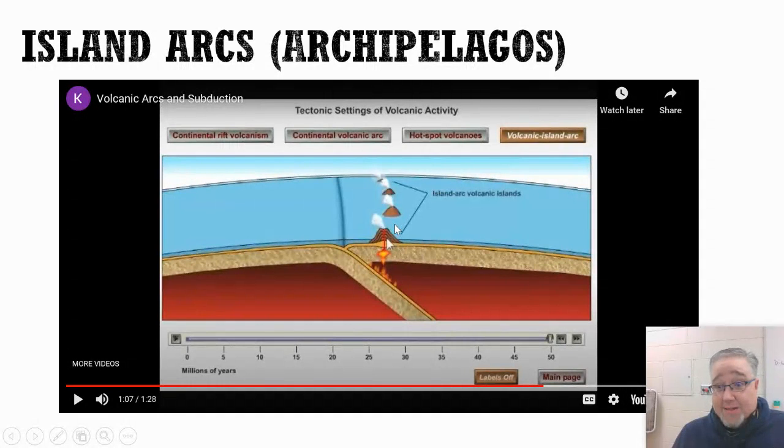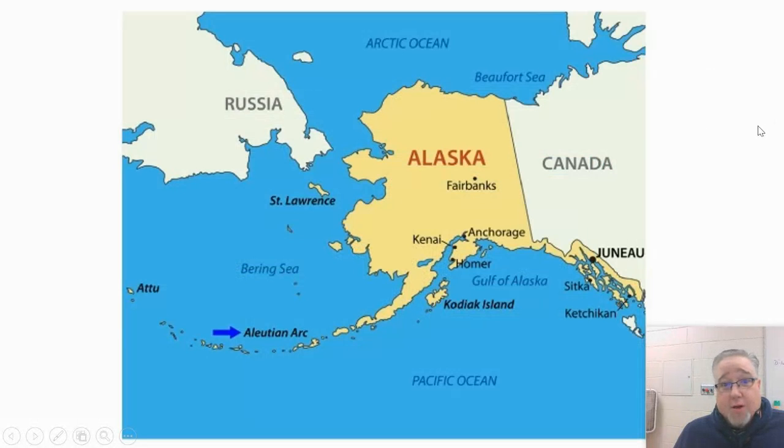And once it rises, it's going to break through the surface and it's eventually going to cool and form rock. And those rocks are the islands. And those islands are basically volcanoes that could be active, could not be active. All right, so we call those island arcs or archipelagos.